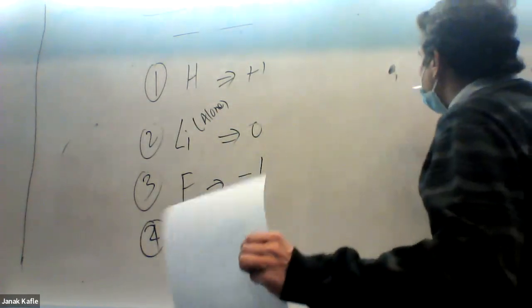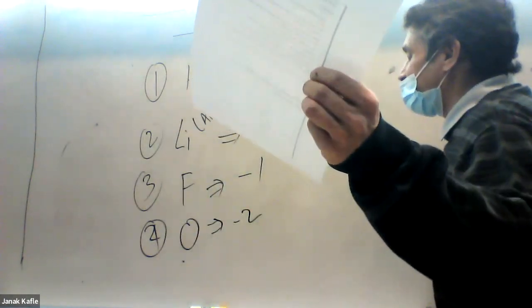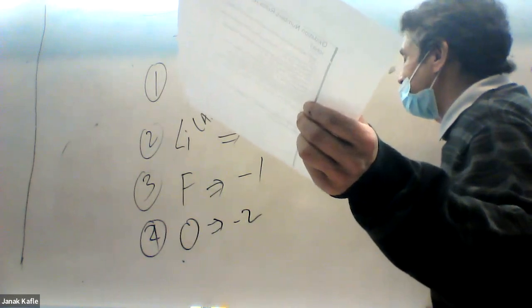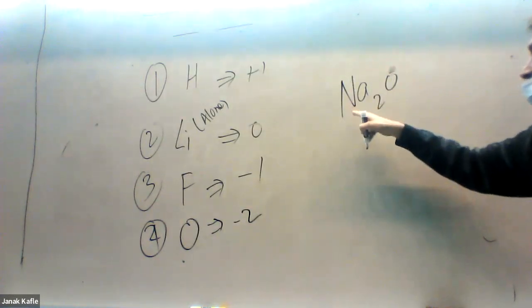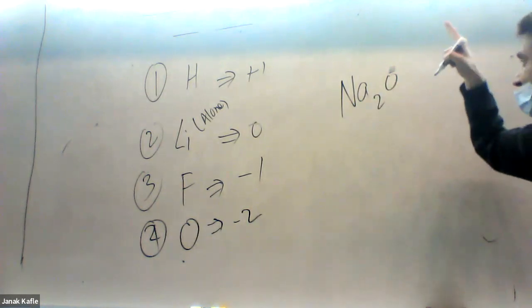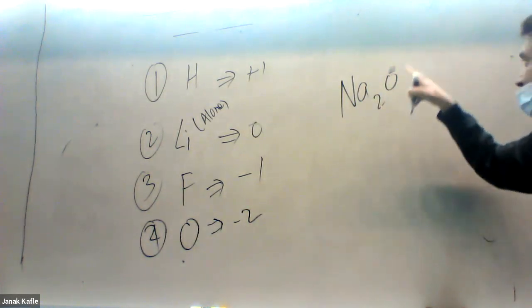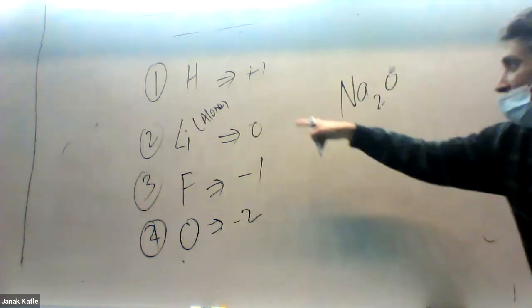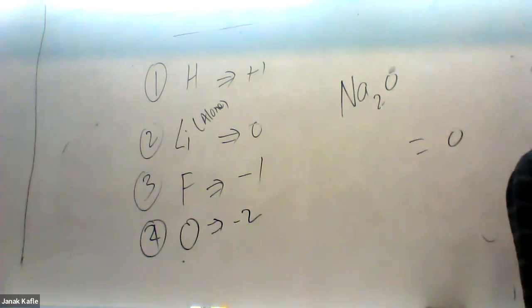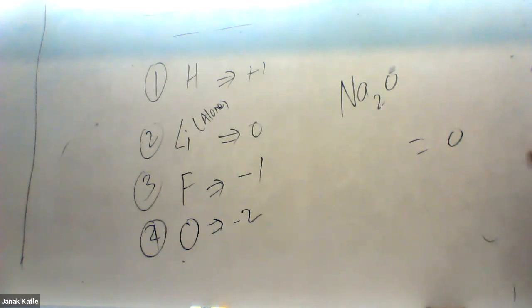So the sum of all the oxidation numbers in one compound is 0. So let's say I have this Na2O. The oxidation state of this Na, the oxidation state of another Na, and the oxidation state of O, if I sum all the oxidation numbers of this compound, that should be 0, like that. So these are the rules, and we'll follow these rules and calculate the oxidation state of some elements.